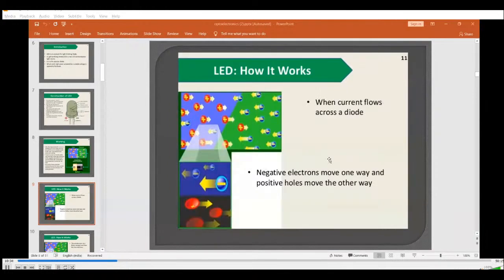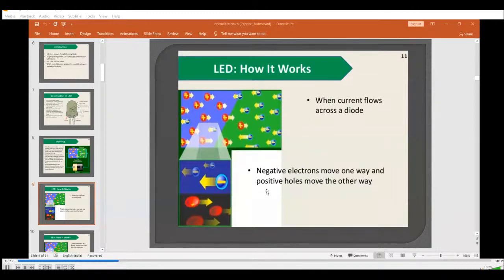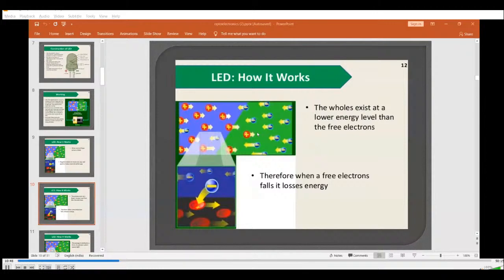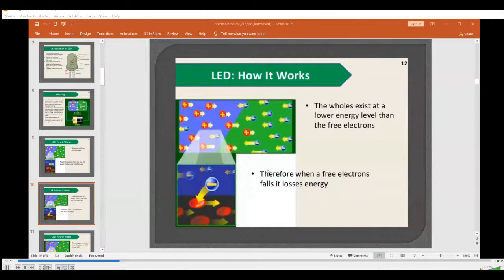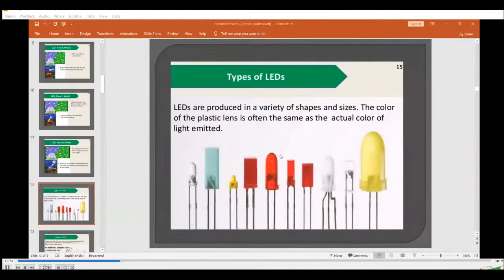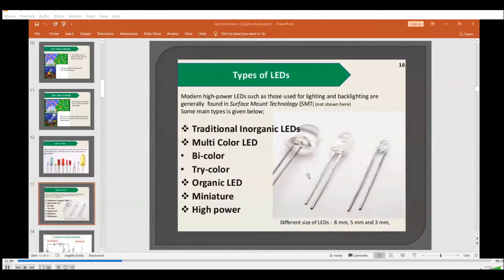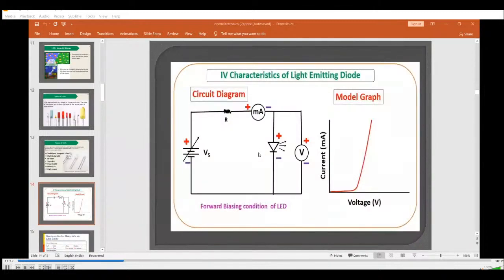This is what we already discussed in the lab also. Whenever current flows across a diode, negative electrons move one way and positive holes move the other way. Holes exist at a lower energy level than free electrons, and the difference comes out in the form of light. These are the different structures and shapes of LEDs depending upon the application. The actual color always depends upon the material we are using. Here you can see different applications with different dimensions: traditional, multicolor, bicolor, tricolor and so on. Now coming to the VI characteristics.